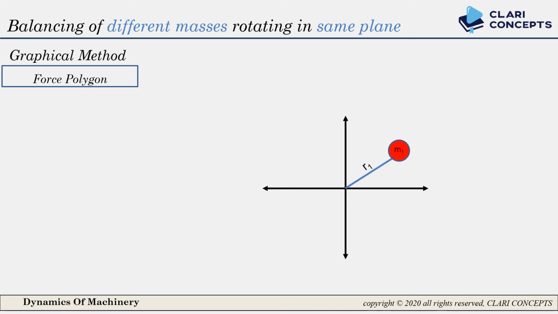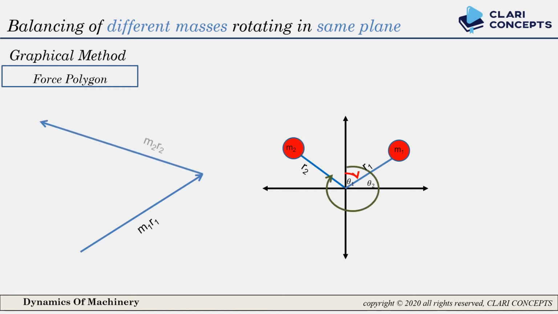The same concept is used for mass m2 and m3, so the forces will be m2 r2 and m3 r3 respectively. Now draw a vector in the direction of the centrifugal force produced by mass m1, and the length of this vector should be equal to the magnitude of the centrifugal force by mass m1. The same concept is used for mass m2 and m3, and their forces will be m2 r2 and m3 r3.